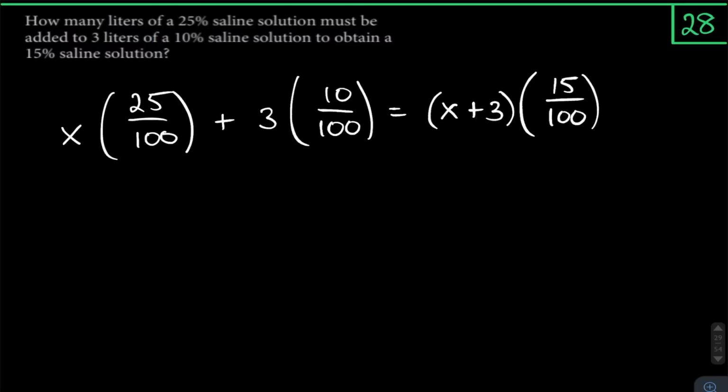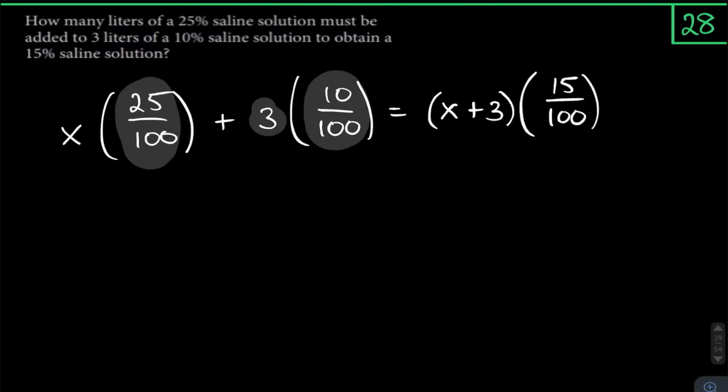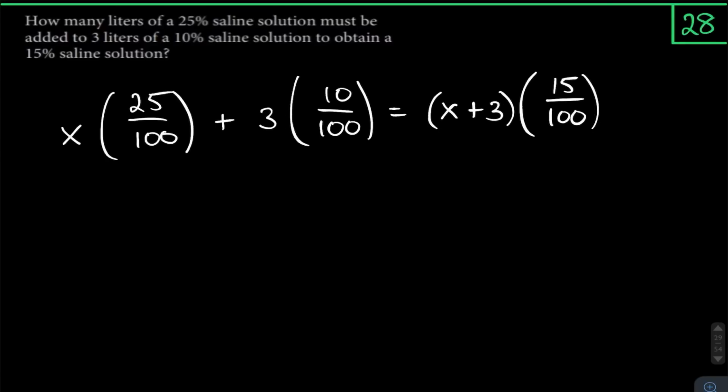So hopefully you see how I went and set that up. We know that we need 25% saline solution added to 10% saline solution, and it's just nicer to write fractions than percents. And we know we have 3 liters of this guy. We don't know how much of this guy we have, that's what we're trying to find. And in the end, we want to get that 15% saline solution. And at that point, we would have X plus 3 liters, because it would be the amount of liters here plus the amount of liters here. A little weird to set up, but once you get it, you get it.